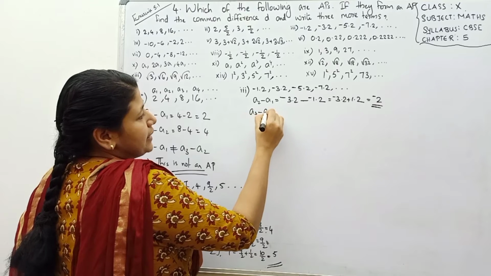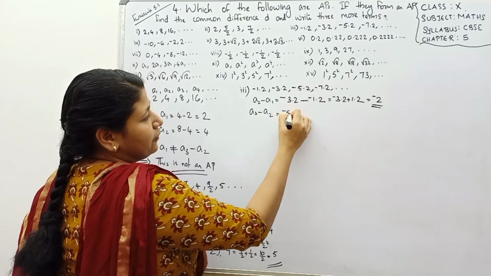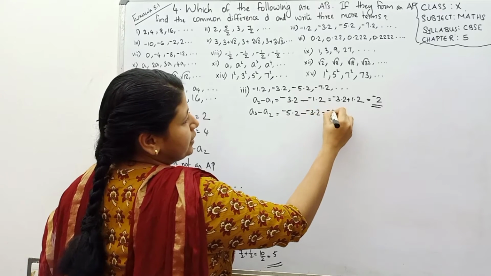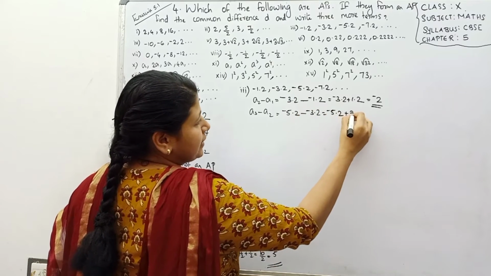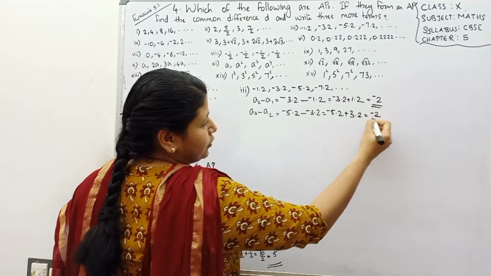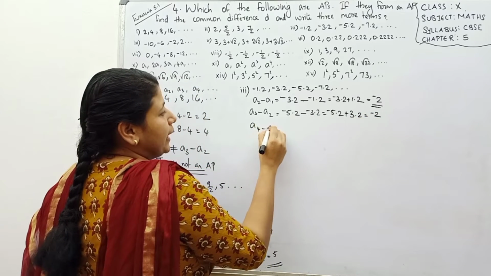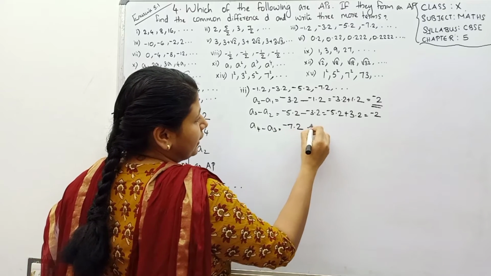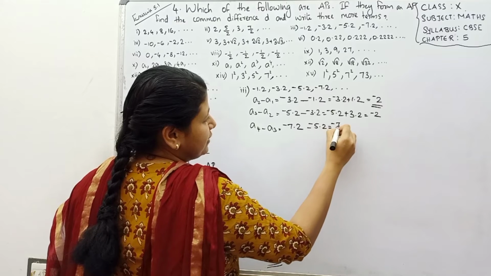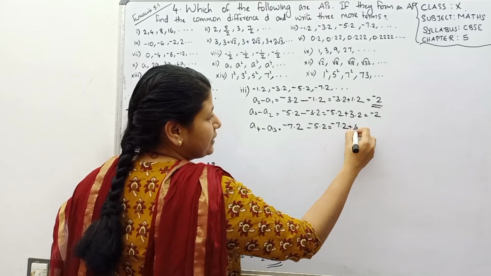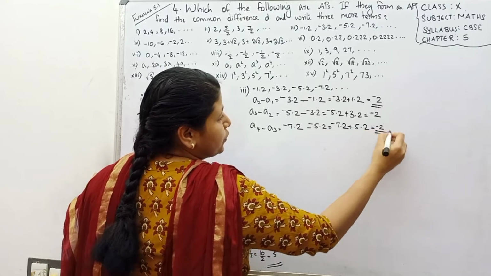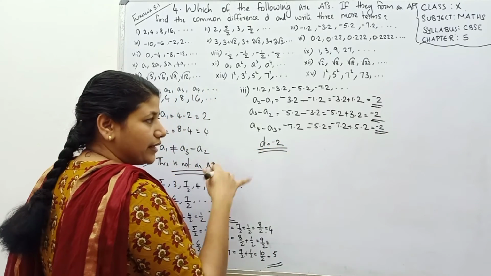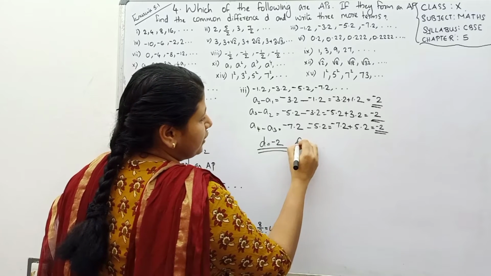Again A3 minus A2. Here A3 is negative 5.2 minus this negative 3.2. Here also negative 5.2, minus into minus plus 3.2. Here also negative 2. And one more, A4 minus A3. A4 is negative 7.2 minus negative 5.2, which is negative 7.2 plus 5.2, which is negative 2. So we got D as negative 2. The common difference is negative 2. And the next terms we can find like this.